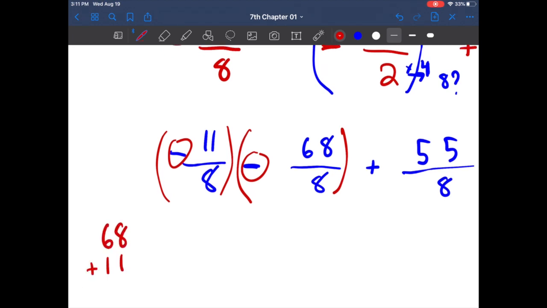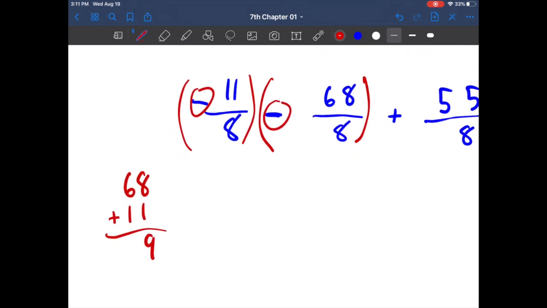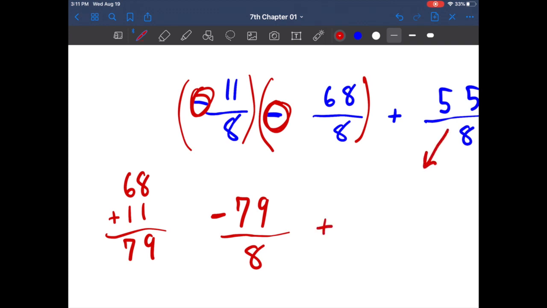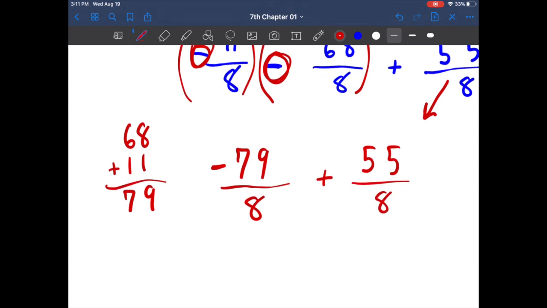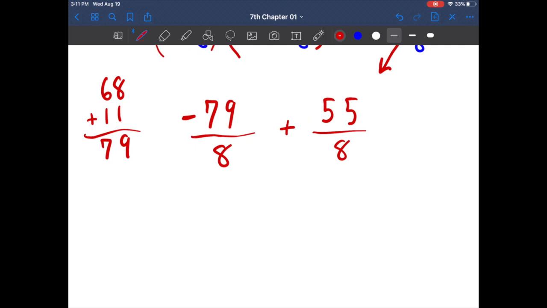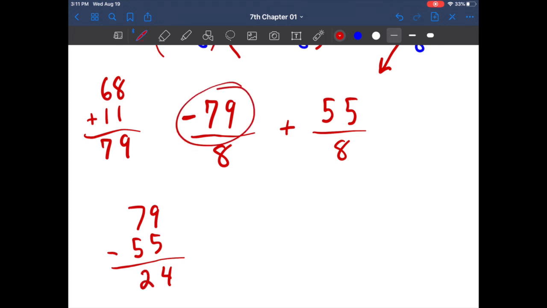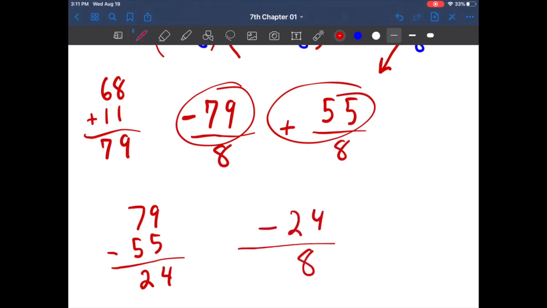So 68 plus 11 is going to get us what? Let's see, 8 plus 1 is 9. 6 plus 1 is 7. So that's 79 over 8. They're both negative, so that gives us negative 79 over 8. Let's bring this down, plus 55 over 8. So now let's do this next step. Same sign or different sign? Looks like they are different signs, so that means we need to subtract. 79 minus 55, that's 4, that's 2. Do we have more negatives or more positives? It looks like we have more negatives, so that's negative 24 over 8.